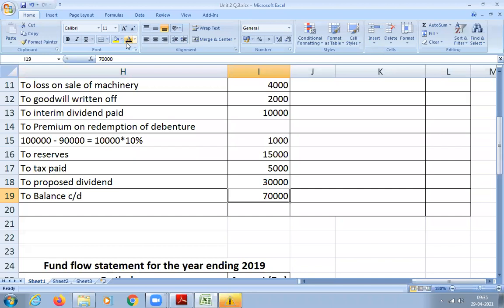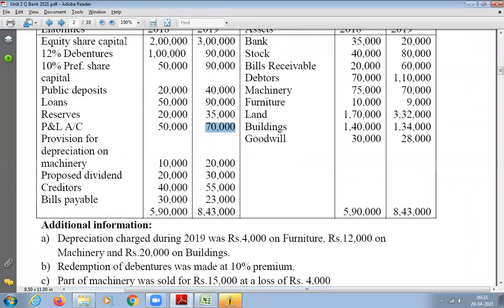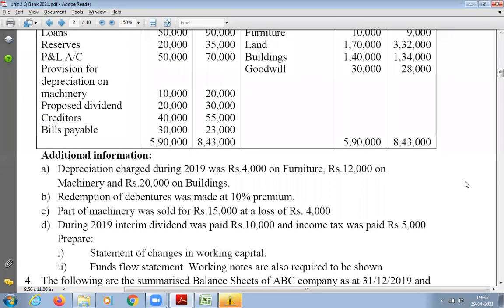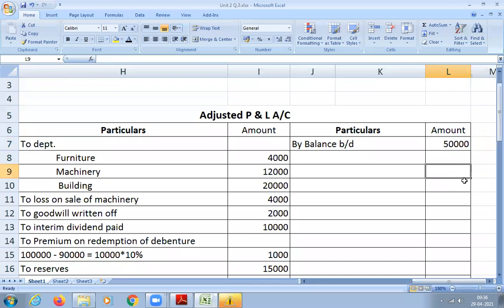That is 70,000. Now, does anything have to be added on the credit side? Any incomes they have given, indirect incomes like dividend received, interest received, or any provision decreased? Any provision decreased? No. One provision, the machinery provision, is increased, so it's not decreased. So we cannot write that. Any incomes given, students? Income from rent or income from investment, nothing is given. Then balance the account.